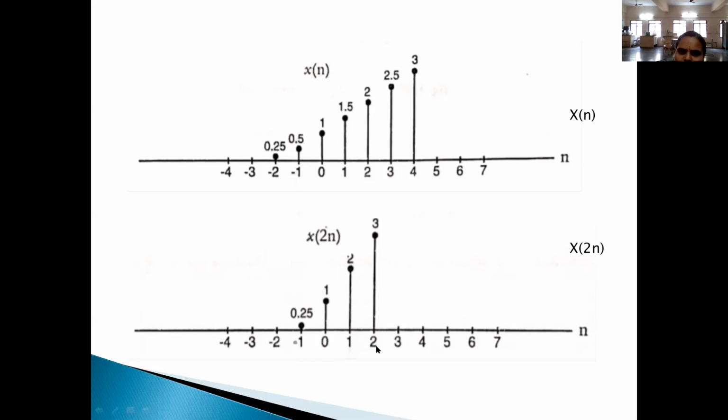Next, at 3, 3/2 is 1.5. Again it's a fractional value, so we should not take it. Next, consider the next sample, 4/2 is 2. Instead of position 4, it changes to position 2 in this case, and the amplitude of 3 remains as it is. This is how we have to take the function in terms of discrete values. This is about time scaling.